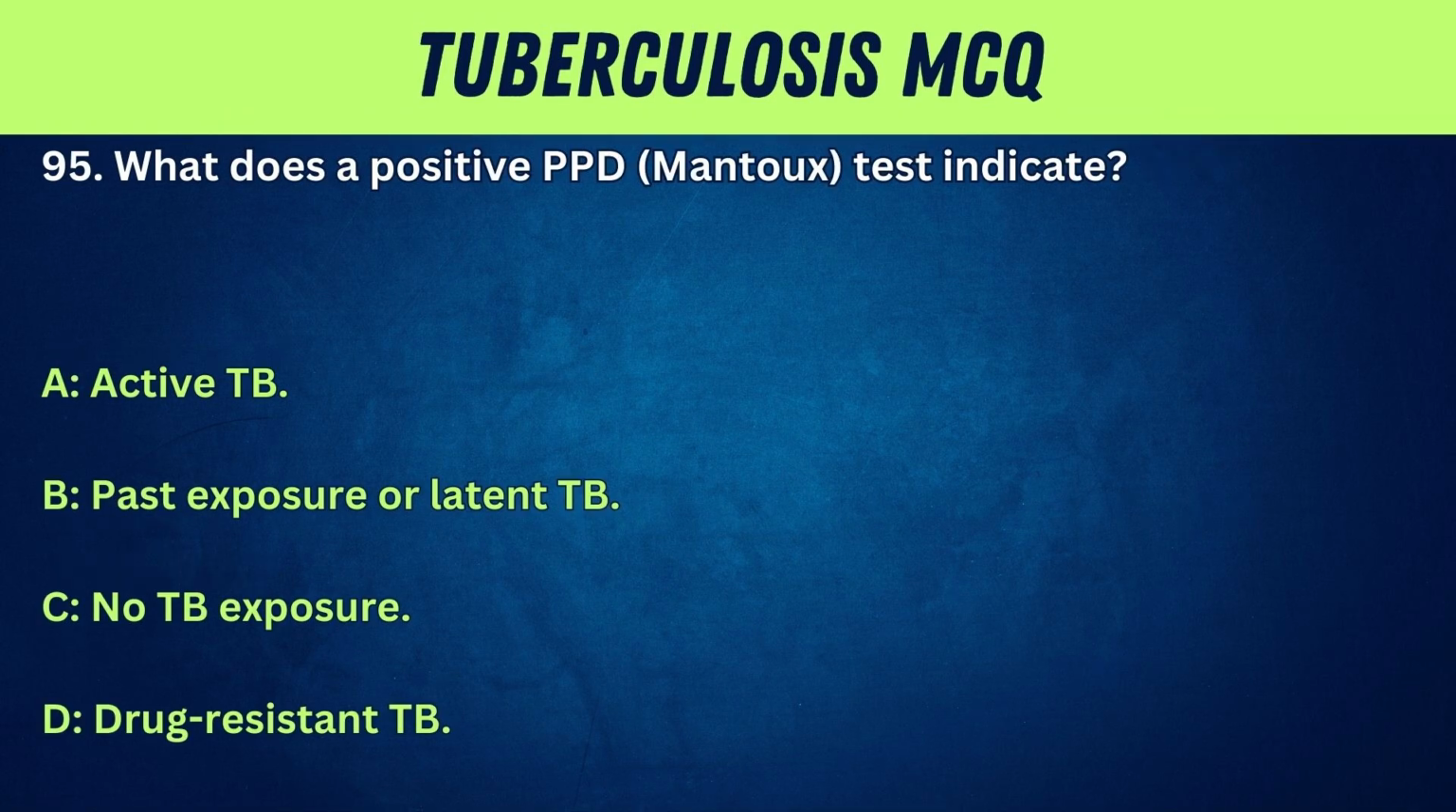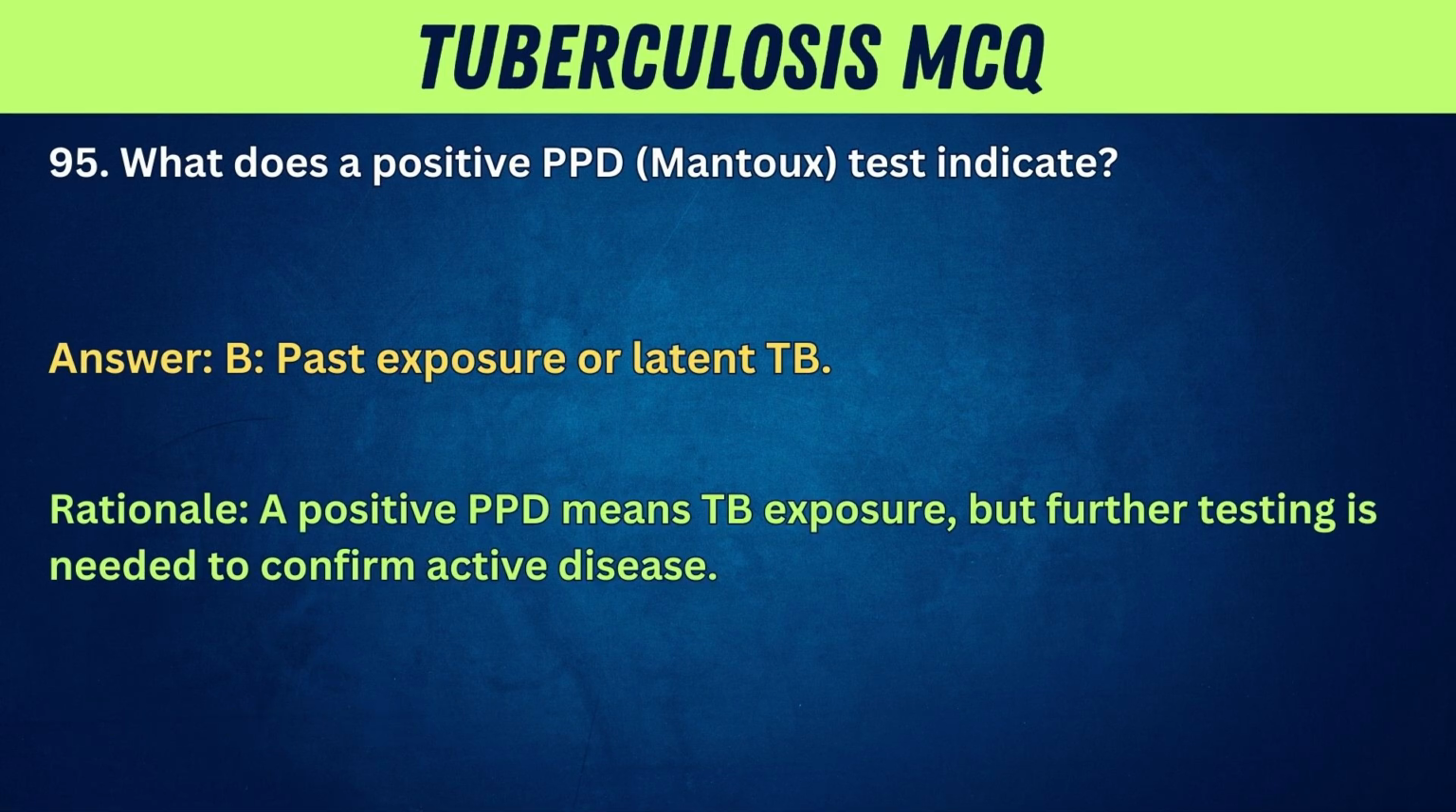95. What does a positive PPD (Mantoux) test indicate? A. Active TB, B. Past exposure or latent TB, C. No TB exposure, D. Drug-resistant TB. Answer: B. Past exposure or latent TB. Rationale: a positive PPD means TB exposure, but further testing is needed to confirm active disease.